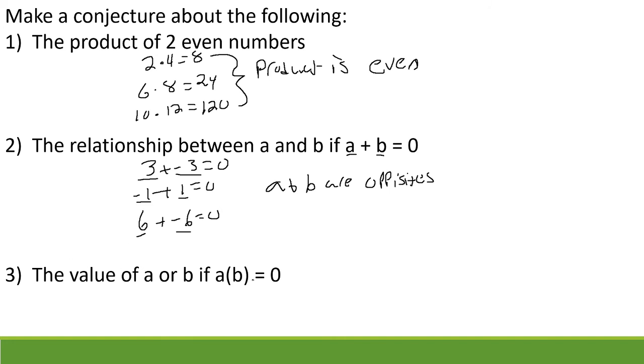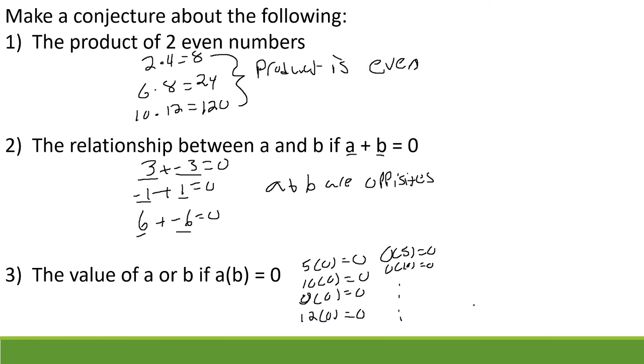So let's go ahead and figure out some cases where this happened. So two numbers that multiply to 0. We have 5 times 0 is 0. 10 times 0 is 0. 0 times 0 is 0. 12 times 0 is 0. So the value of A or B if they multiply to 0. Well, remember, this also works in reverse. So 0 times 5 is 0. 0 times 10 is 0, and so on.